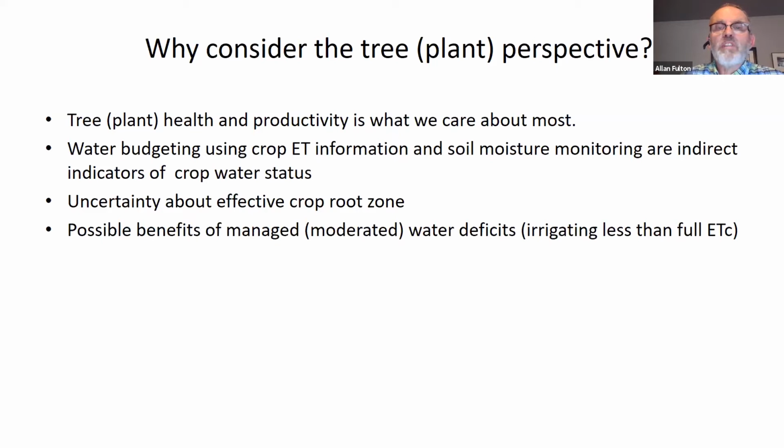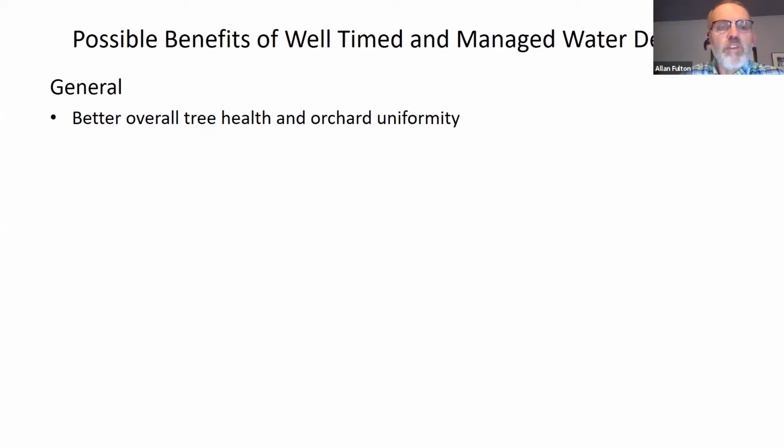There are also some possible benefits of using managed water deficits or irrigating less than full ET at specific crop growth stages and times. So one general benefit is better overall tree health and orchard uniformity. It's been my experience over the years that the orchards that we have the greatest non-uniformity over time are those that experience some degree of over-irrigation. This typically results in trees declining in size, eventually dying, and requiring replants. And at that point, we have a mix in the orchard and a wide range of conditions that require management.